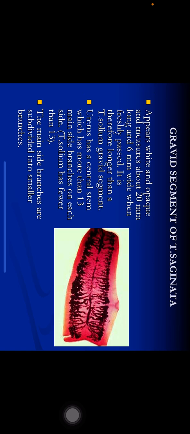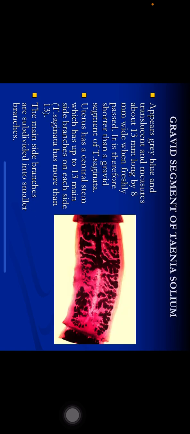The uterus has a central stem which has more than 13 main side branches on each side, and Taenia solium has fewer than 13 side branches. The main side branches are subdivided into smaller branches.